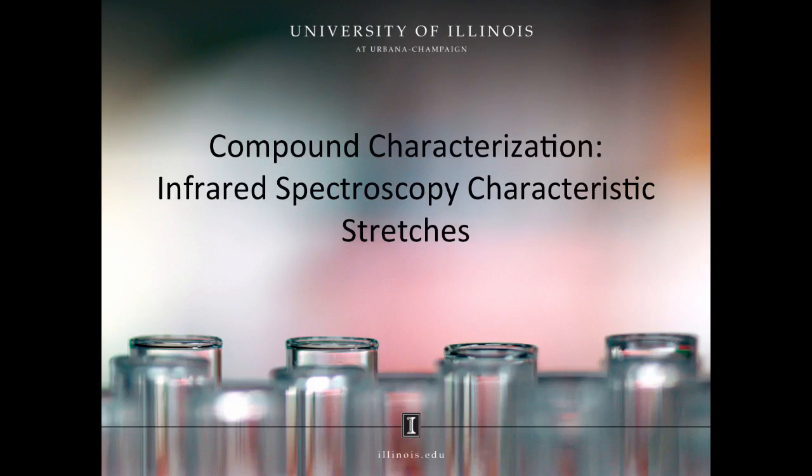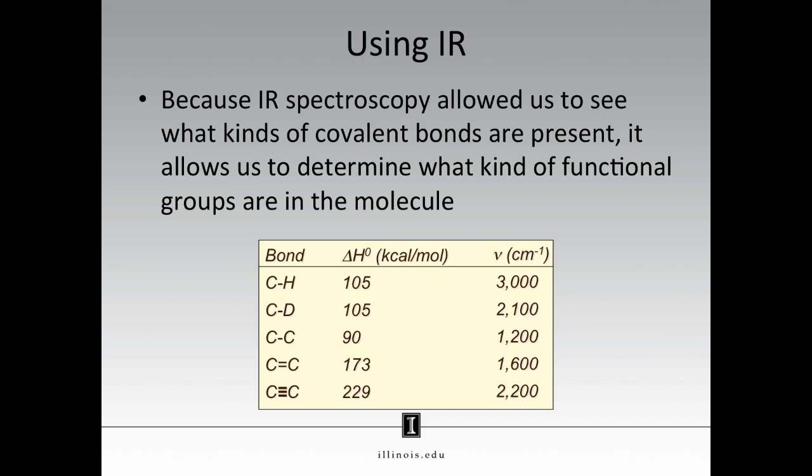Compound characterization. Infrared spectroscopy, characteristic stretches. This is the slide we used to end the previous webcast on the background to infrared spectroscopy. In that webcast, we discussed how we can use infrared spectroscopy to identify functional groups within a molecule because certain bonds absorb certain wave numbers of light. You can see a small subset of that here in this yellow box.